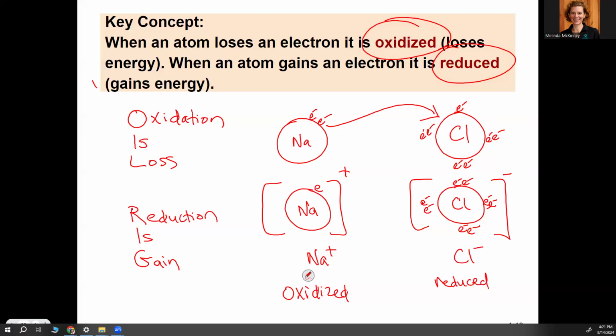And now these are going to be attracted. And if you remember the bond that's going to attract sodium and chloride ion, it is an ionic bond. Okay, so an ionic bond is going to attract them together.